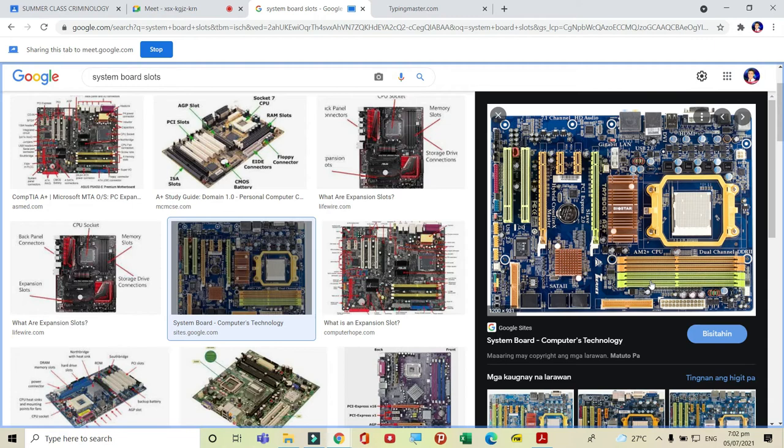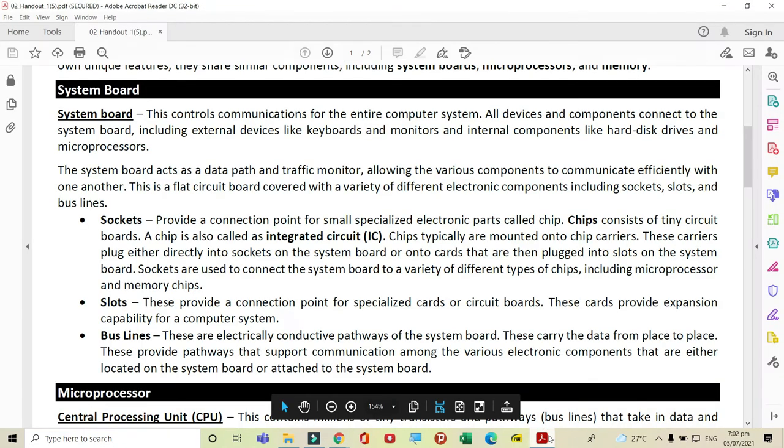Okay? Again, we have two kinds of board slots. The first one is the required, the second one is optional. Kung yung optional, ito naman are required. Okay? Anong ibig sabihin ng optional? Gagana si computer kahit wala sila. Pag required naman, hindi gagana si computer pag wala sila. Okay? I hope that's clear.